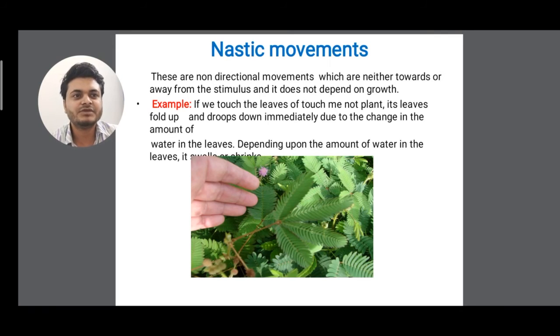Example, if you touch the leaves of the touch-me-not plant, the scientific name of which is Mimosa pudica, its leaves fold up, isn't it, and droop down immediately due to the change in the amount of water in the leaves, depending upon the amount of water in the leaves to swell, isn't it? So we'll come to it.